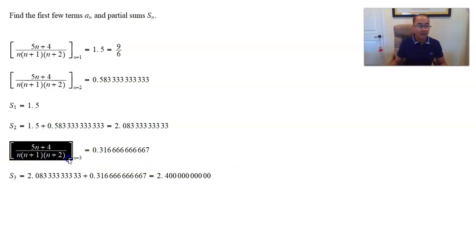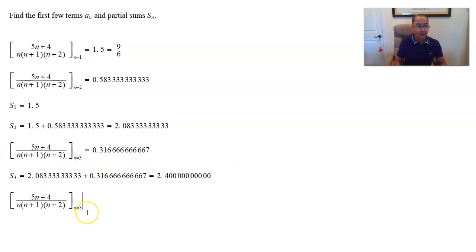Let's do a couple more. Let's do 4 and 5. Change that to a 4, and we get 0.2. So S4 is 2.4 plus 0.2, and we get 2.6-ish.